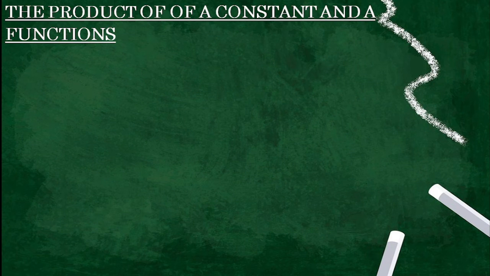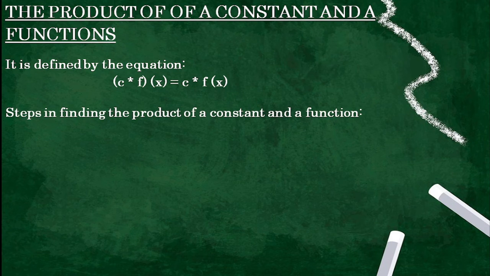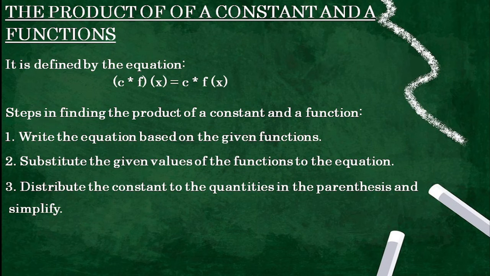And the last operation on functions, the product of a constant and a function, is defined by the equation c times f of x equals c times f(x). These are the steps in finding the product of a constant and a function. First, write the equation based on the given functions. Second, substitute the given values of the functions to the equation. And third, distribute the constant to the quantities in the parentheses and simplify.